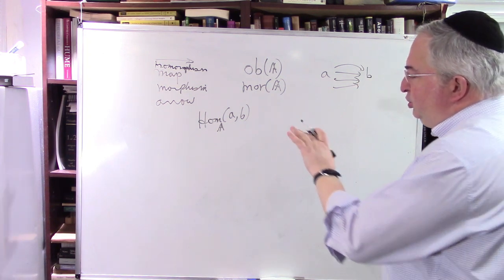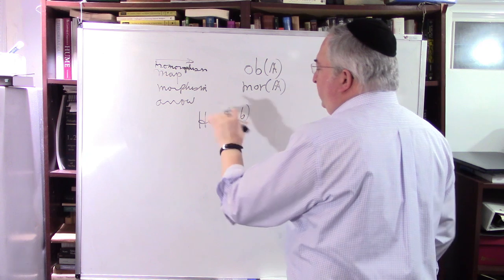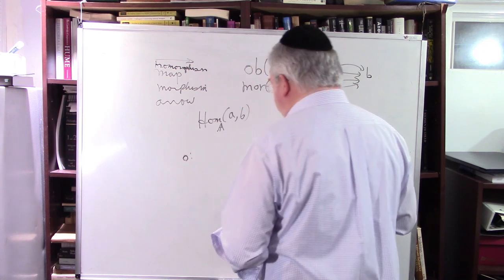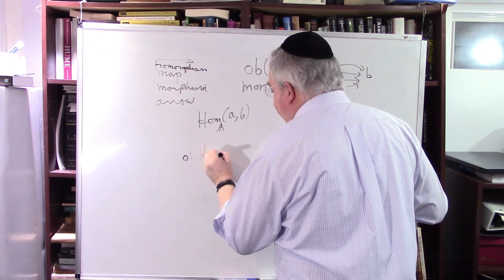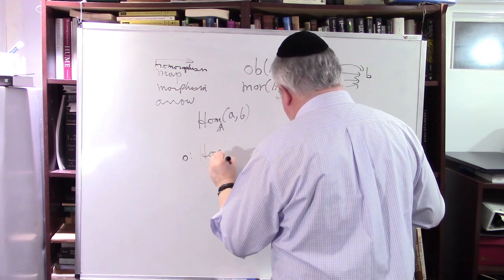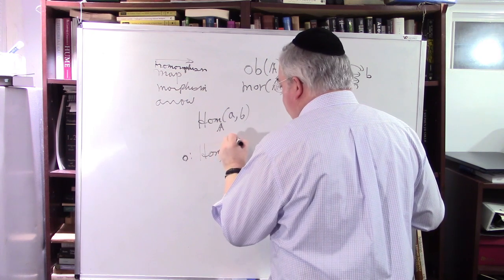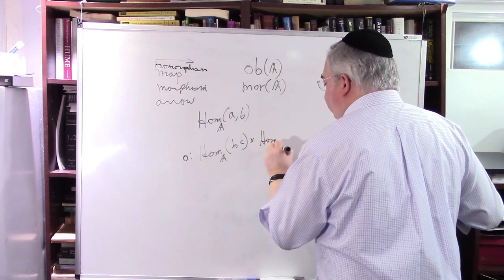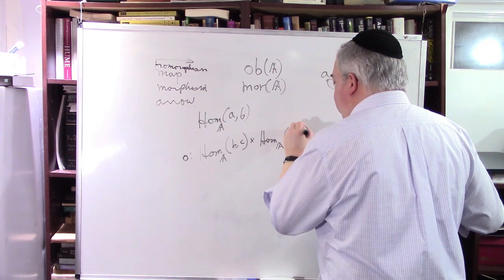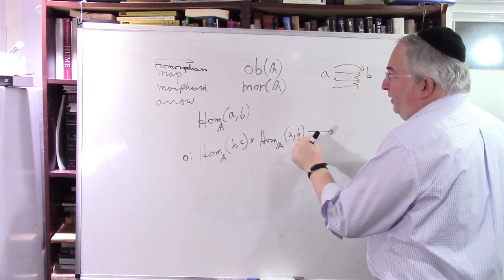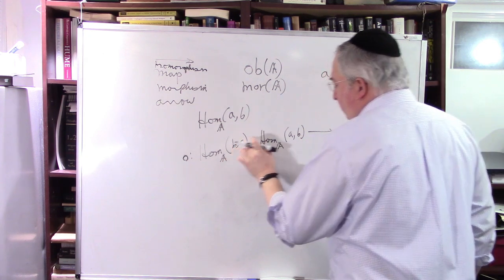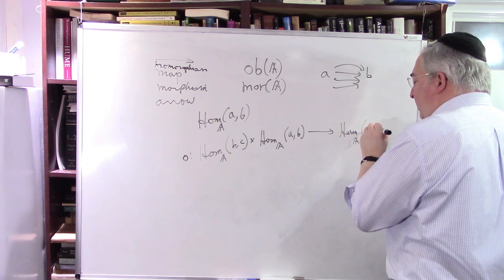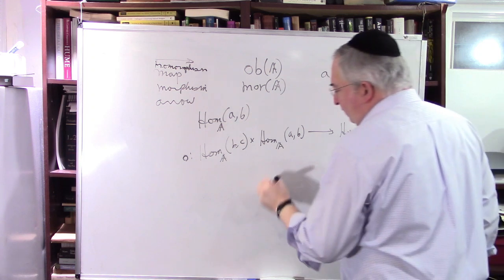Okay? Now, let me just show you from this point of view what composition is. Composition is, we describe it with a little circle, that's a map, and it goes as follows. It's from HOM of B comma C, cross HOM of A comma B. Okay, so give me a map from A to B, and give me a map from B to C. Then there's going to be a map from A to C.